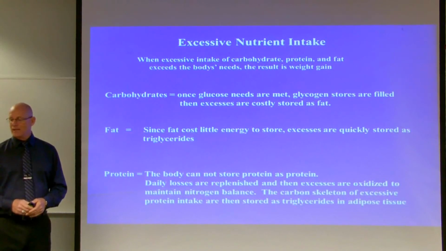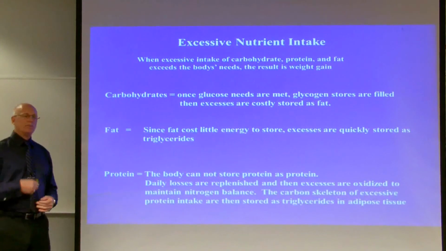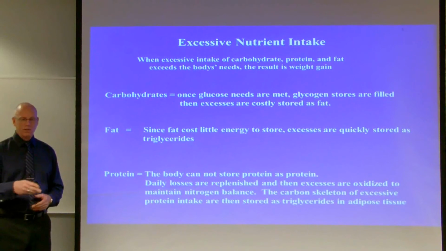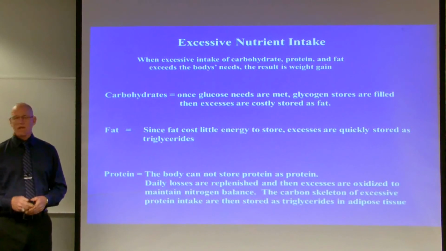In protein, the body cannot store protein as protein. Daily losses are replenished, and then excesses are oxidized to maintain the nitrogen balance, as we learned earlier in the protein lecture. The carbon skeletons of excessive protein intake are then stored as triglycerides in adipose tissue. So if we have too much energy consumption and proteins are also in excess, they will be stored as fat or excreted. The nitrogen will be excreted through urine, and the carbon skeletons will then be stored as fat. As we saw just a minute ago, the amino acids that are ketogenic.